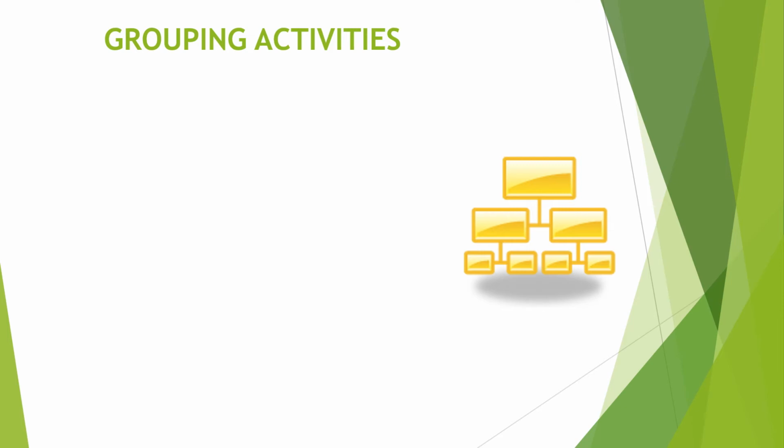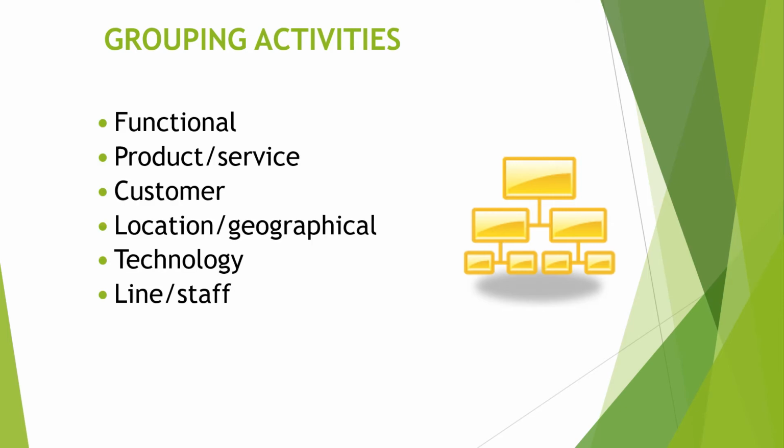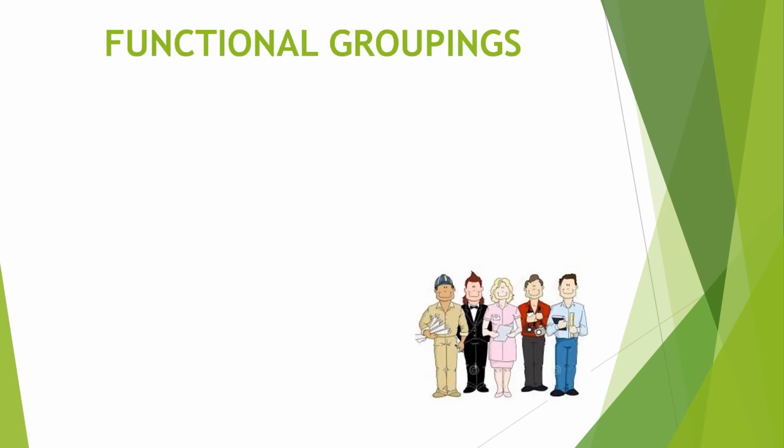We're now going to look at groupings, and groupings are how you actually group the activities, what your organisation is doing. And this is the list here, and we're going to cover each of these in turn: functional, product or service, customer, location, or we call it a geographical grouping as well, technology, and a line and staff grouping, and we're just going to look at these in turn.